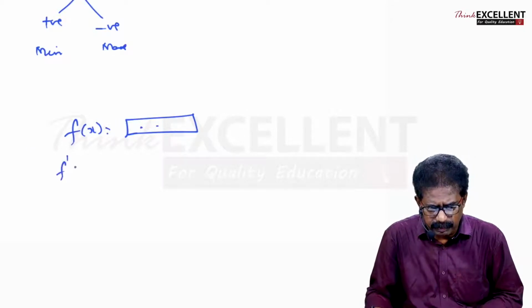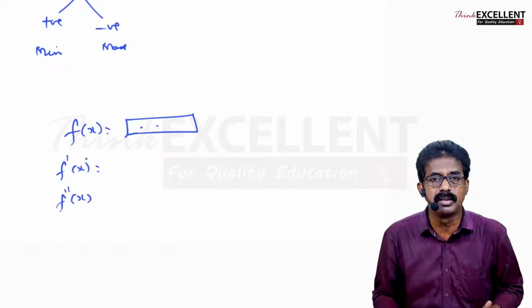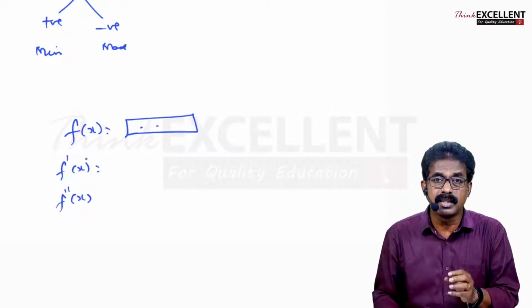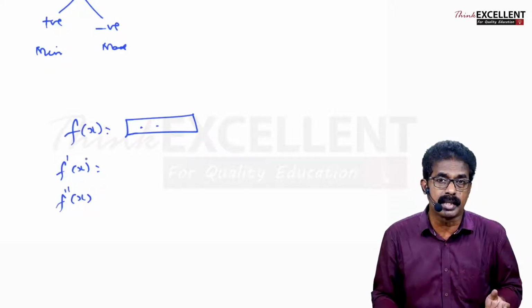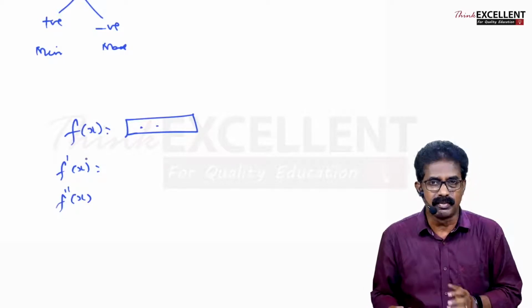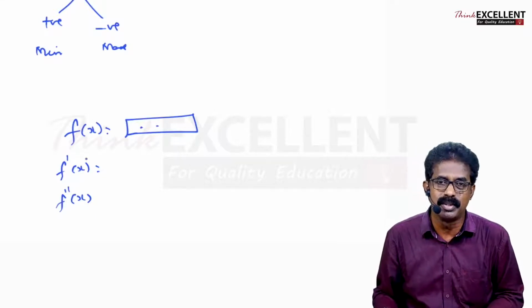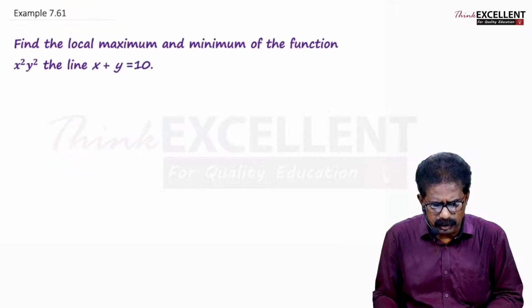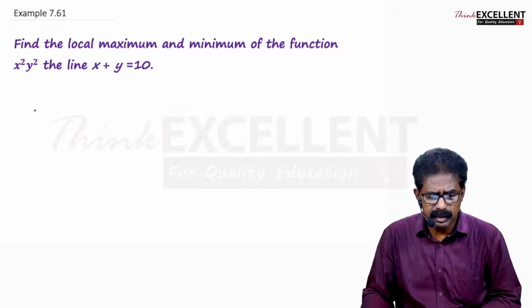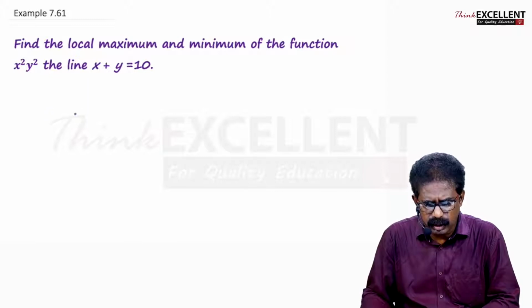Then you differentiate two times, f dash x and f double dash x. Then usual method, equate first derivative with 0, you will get stationary point. Then at that point, there is either a maximum or minimum, local maximum or local minimum. To identify, you substitute in the second derivative. If it is positive, local minimum, negative, local maximum. Let's move on to some of the questions. First, I'm going to take example 7.61. Look at this one. Find the local maximum and minimum of the function.